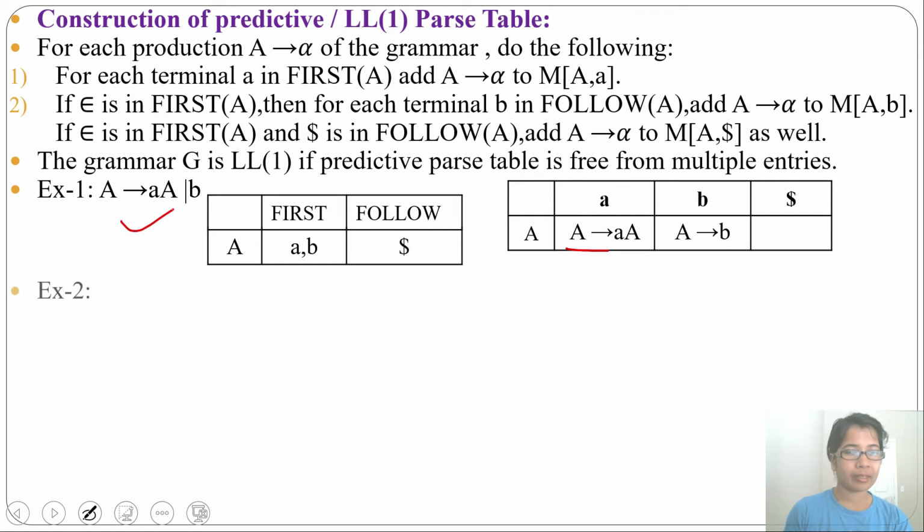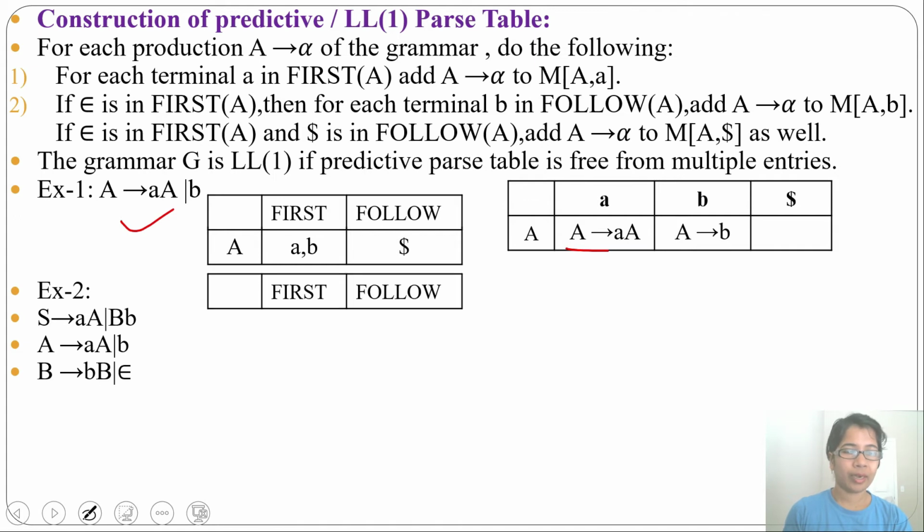Let's check another example. S derives AA or bB, A derives aA or b, B derives bB or epsilon. First we need to find first and follow. Now for S, what will be first? For S, first will be first of A plus first of B. What is first of B? First of B will be b and epsilon. So when in place of B we write epsilon, first of S will include b. First of S we got a, b, and what will be follow of S? Follow of S will be dollar, as this is the initial symbol.